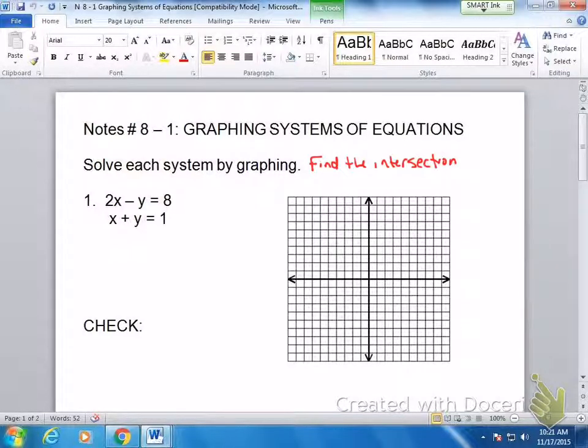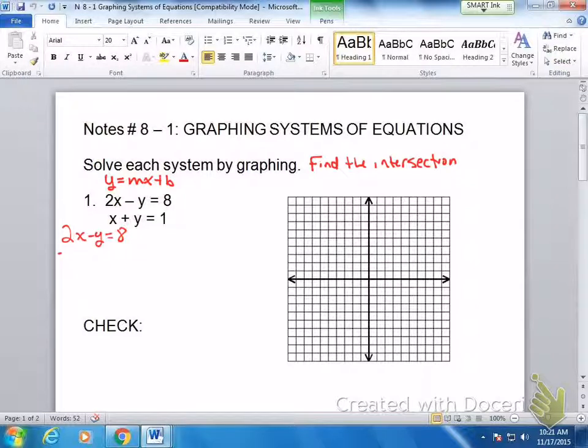So we're going to start number 1. We have 2x minus y equals 8, x plus y equals 1. I can't graph those in standard form like they are. I need to get them into y equals mx plus b form. So I'm going to have to solve them both for y. I'm going to start with 2x minus y equals 8. So I'm going to solve that for y.